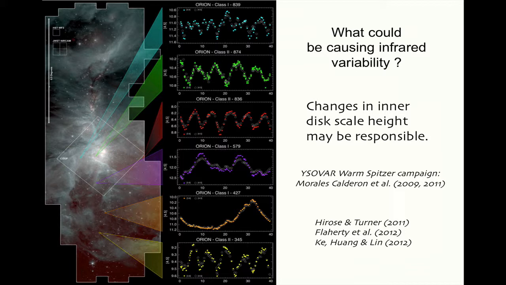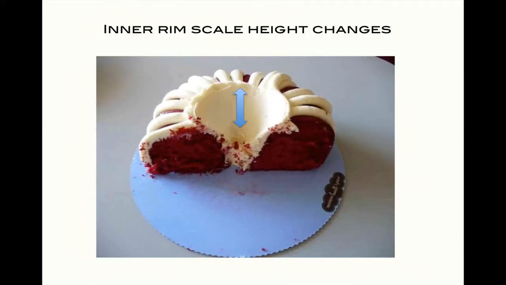Well, one of the most popular explanations so far is changes in the inner disk scale height. What do I actually mean by that? Well, if we go back to our example of a cake, here is a cake representing a disk. Now, there's no star in the middle, but you can imagine it. And the inner rim is this area toward the inside of the cake where the frosting is a little bit higher than the outer parts. As you can see on the right side, there is a shadow behind that rim of frosting because there is a light source illuminating it.